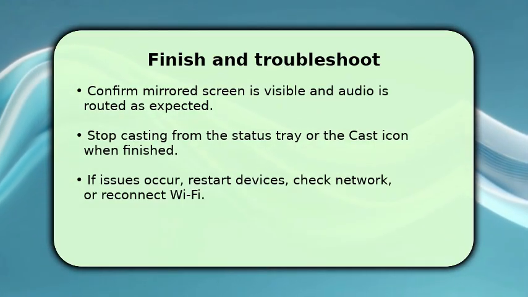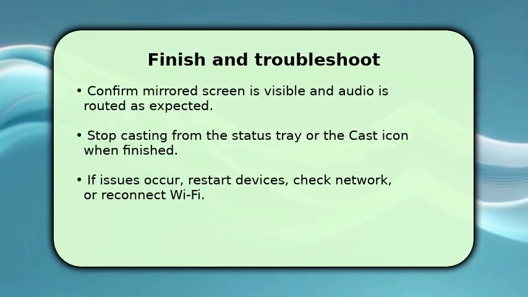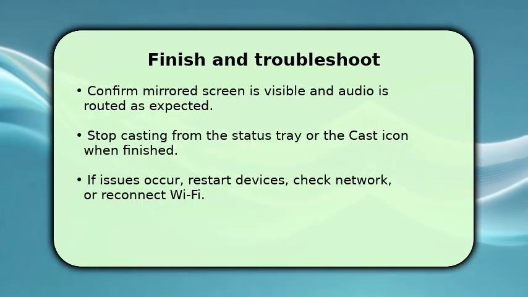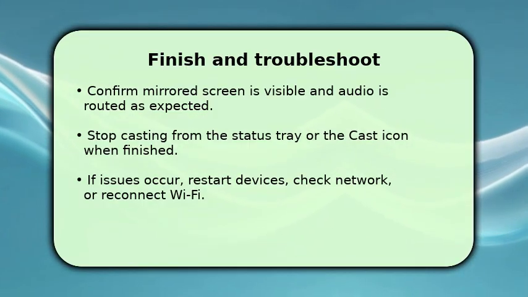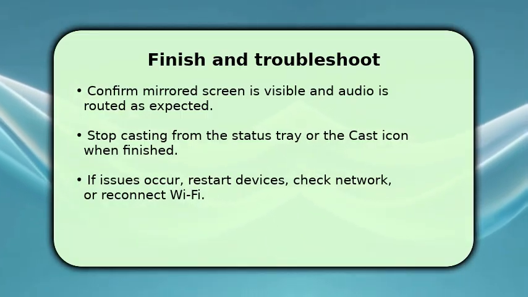If the image lags, drops, or you can't find the device, try one focused fix. Restart the Chromebook and the cast receiver, confirm both are on the same network, and then reconnect. This simple restart and reconnection resolves most common casting problems quickly.